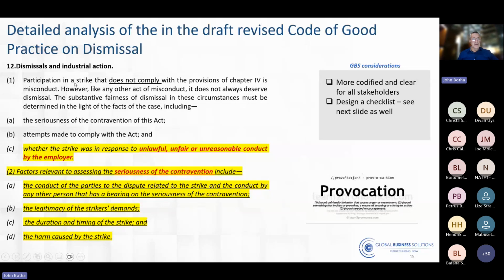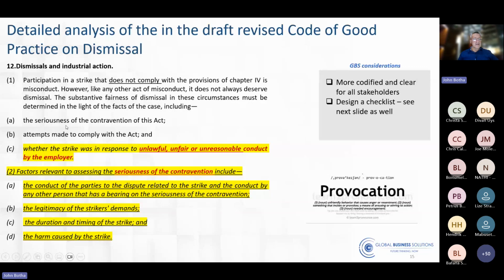It says participating in a strike, and look, they've added the words that does not comply with the provisions of chapter 4, so it's unprotected strikes, is misconduct. So they're saying unprotected industrial action is misconduct, which is what we're busy with. However, it doesn't always deserve dismissal, does unprotected strikes. The substantive fairness of dismissal must be determined in light of the facts of the case, including. So now we look at substantive fairness of unprotected strikes and the information that you need to gather and recordings that you need to ensure that you follow a substantively fair process.